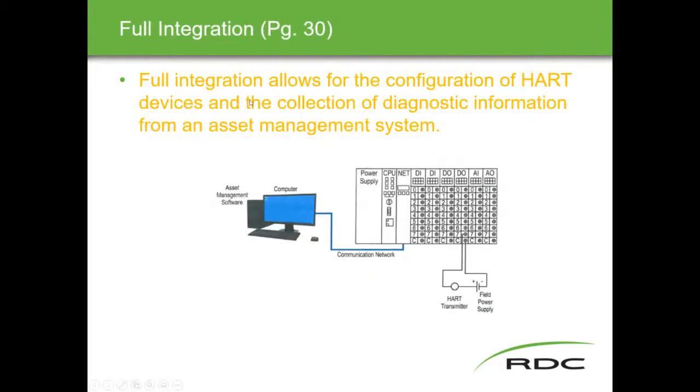Okay, finally, full integration. I would be happier if they showed the HART card there, but they don't. Full integration allows for the configuration of HART devices and the collection of diagnostic information from an asset management system. If you're into the Rosemount type stuff, their asset management system is actually called AMS, which oddly enough stands for asset management system. Wonderful. But this asset management system is tied into the PLC hardware through a network card here, and we can now do all the wonderful things that we do with the HART communicator from the computer.